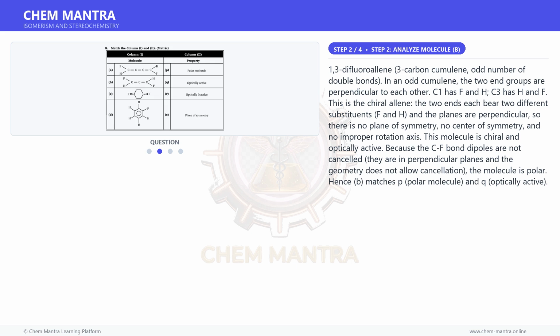The two ends each bear two different substituents, F and H, and the planes are perpendicular, so there is no plane of symmetry, no center of symmetry, and no improper rotation axis. This molecule is chiral and optically active. The CF bond dipoles are not cancelled, since they are in perpendicular planes and the geometry does not allow cancellation, so the molecule is polar. Hence, B matches P, polar molecule, and Q, optically active.